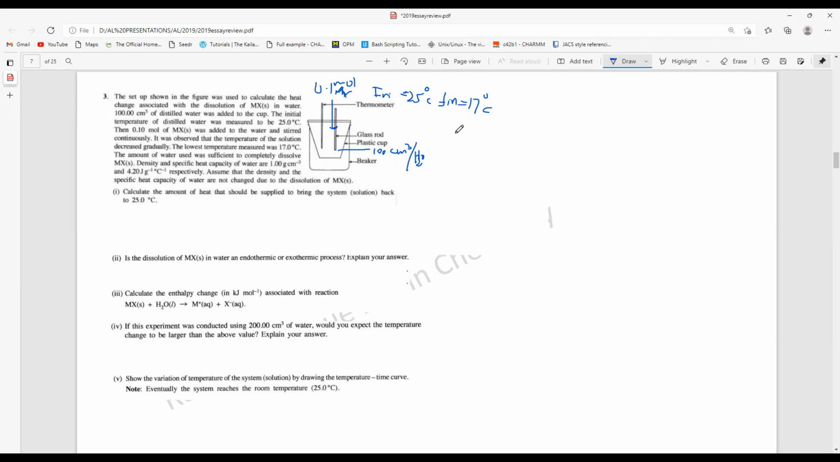So basically the first point that you need to understand here is when you dissolve this MX, the temperature is dropped. Okay, which means it has absorbed the heat. Which means the dissolution of MX is now an endothermic process because temperature is dropping down. It absorbs heat from the surrounding. So if you want to bring back the system again to the same temperature, you need to give the same amount of energy that it absorbs. So basically you need to calculate the energy that is necessary here.